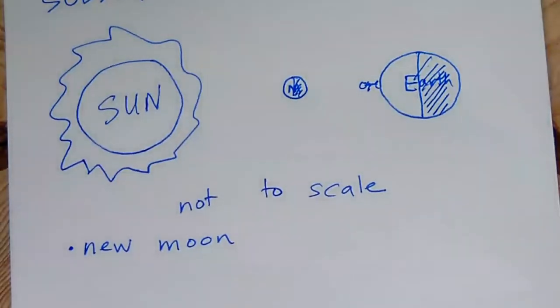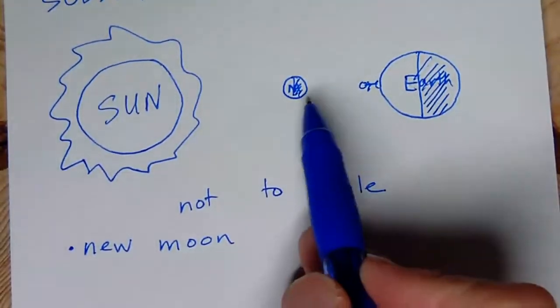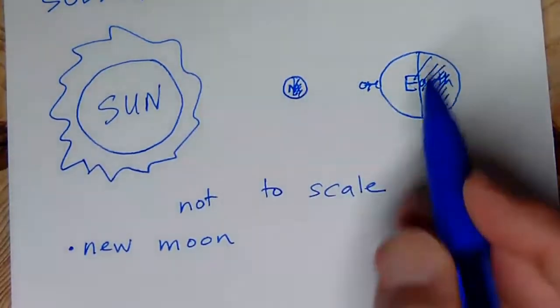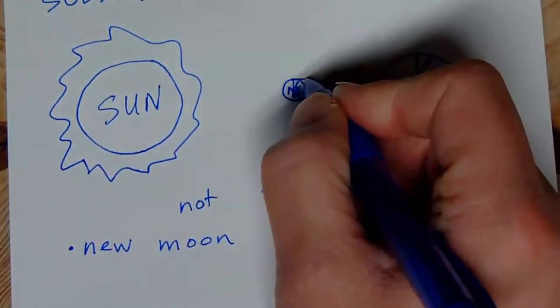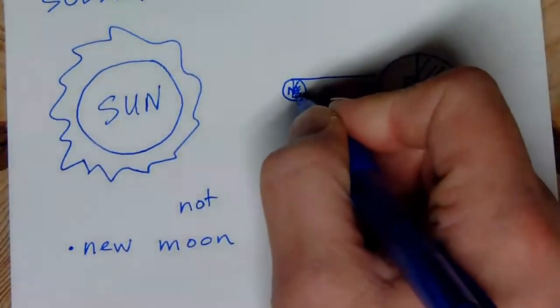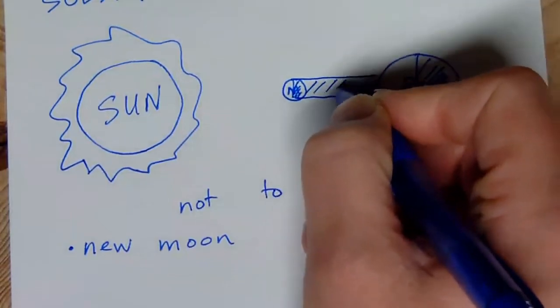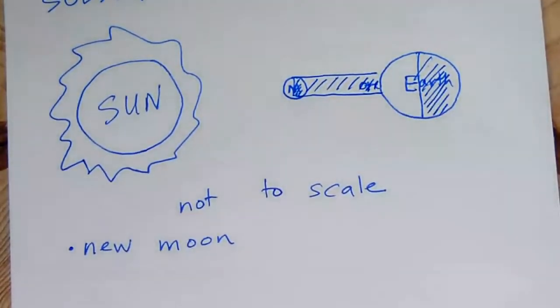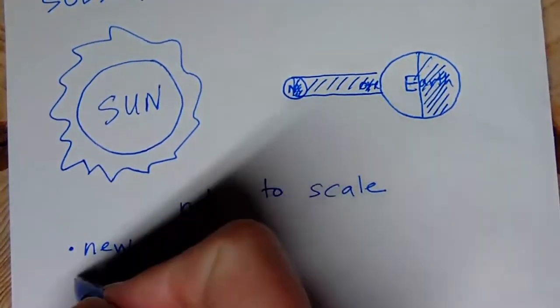And so what's happening is that the moon is casting its shadow. The moon gets in front of the sun and casts its shadow on Earth. It blocks out the light, and so parts of the Earth will look dark. So it happens in the new moon phase.